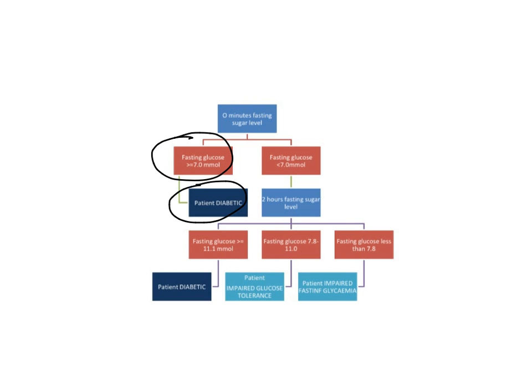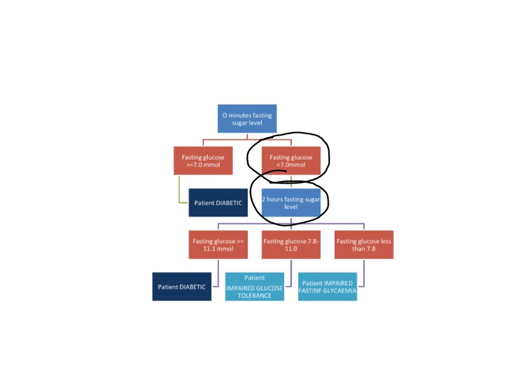If at 0 minutes the fasting sugar is less than 7, then you have a look at the 2-hour sugar to see what the result is. If at this point it's either greater than or equal to 11.1, then again the patient is diabetic. If at this point the sugar level is between 7.8 and 11.1, then they've by definition got impaired glucose tolerance. If it's below 7.8, then the patient has impaired fasting glycemia.